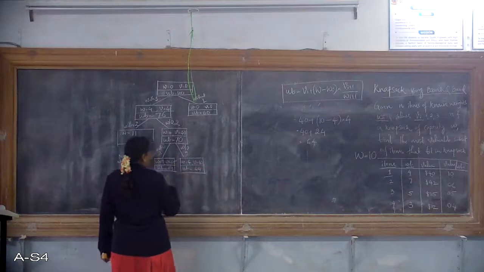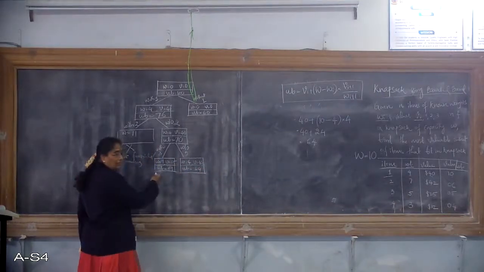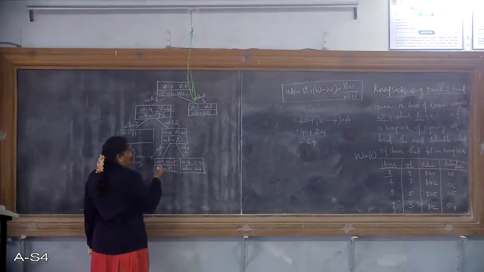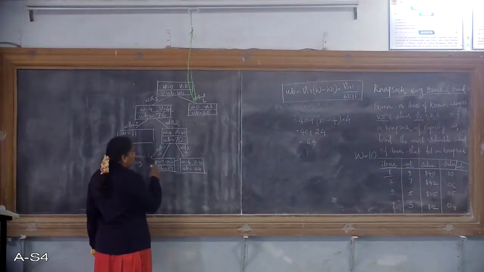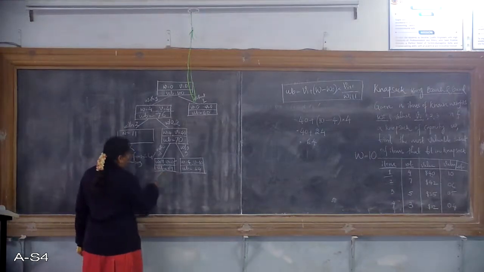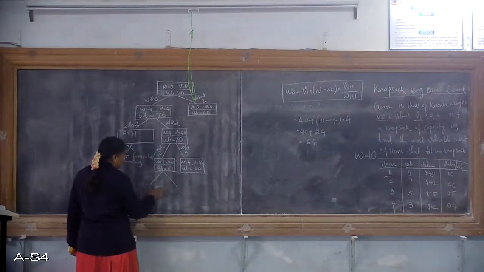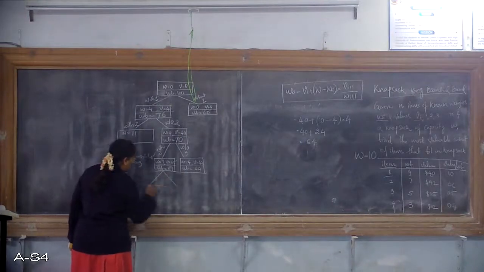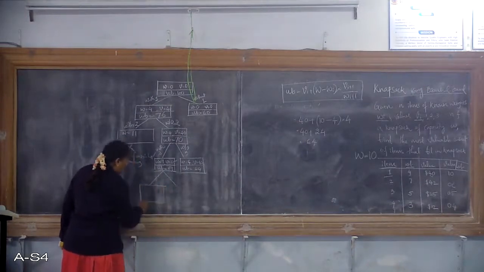So out of these two, obviously the left side node is giving me the most upper bound value, which is 69. So that node is to be explored to the next level. So the last level node, because only one item is left out for the selection.